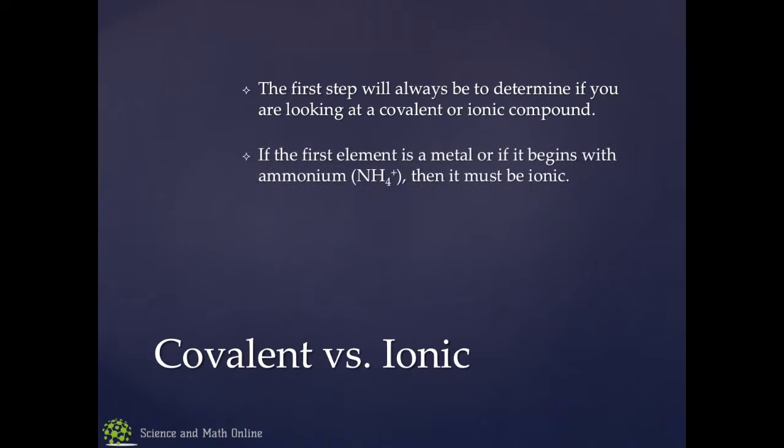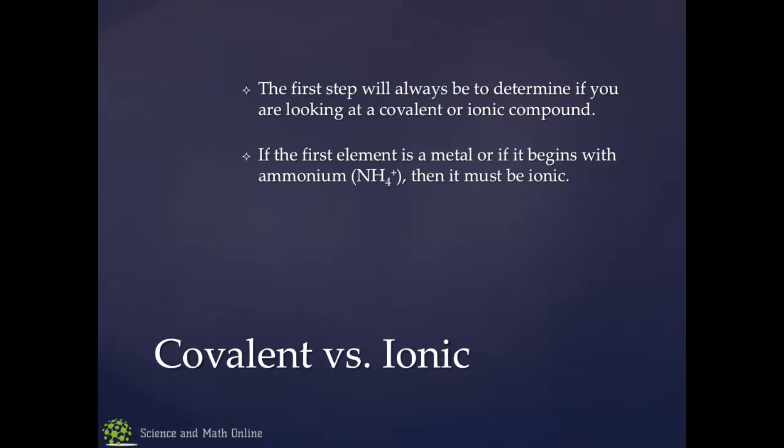The easiest way to do that is look at the beginning of the formula. If you're looking at a formula, look at the beginning of it, or even a name. If it starts with a metal or ammonium, then it has to be ionic, because covalents are always nonmetal and nonmetal. Okay, so that's the first thing you can do to look for it.